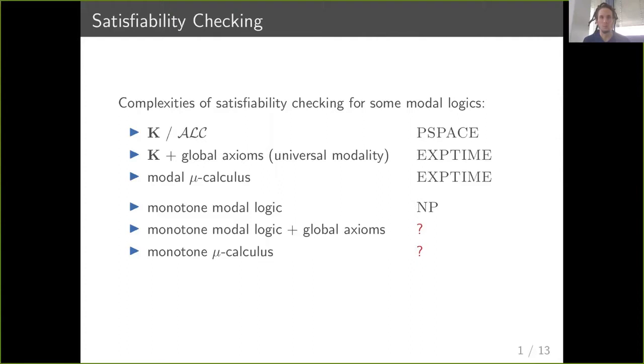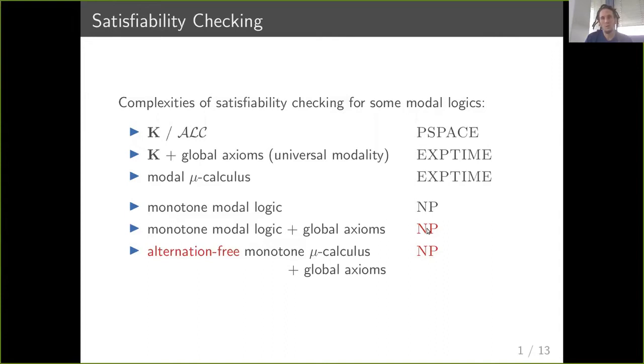However, the complexity of the satisfiability checking problem was previously unclear for monotone modal logic plus global axioms, and also unclear for the monotone mu calculus, which is obtained from adding fixed point operators to monotone modal logic. And that's what we show here. We show that if we add global axioms to monotone modal logic, then the problem remains NP complete. And if we add alternation-free fixed point operators to monotone modal logic, then the problem also remains NP complete.